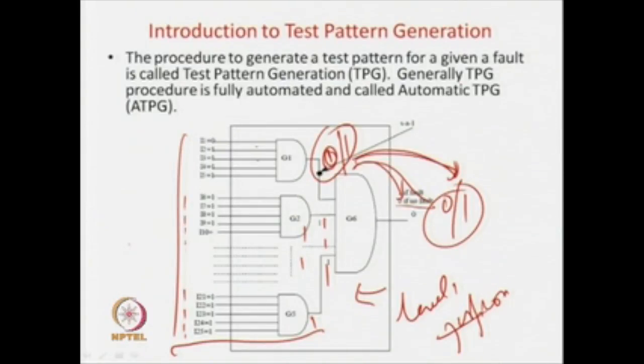Similarly, for all this has to be 1. Now, remains this one. In this case you require a value of 0. So, this has to be justified at level 2. Again, justification of the AND gate output to be 0 is all patterns or any pattern excepting all ones.